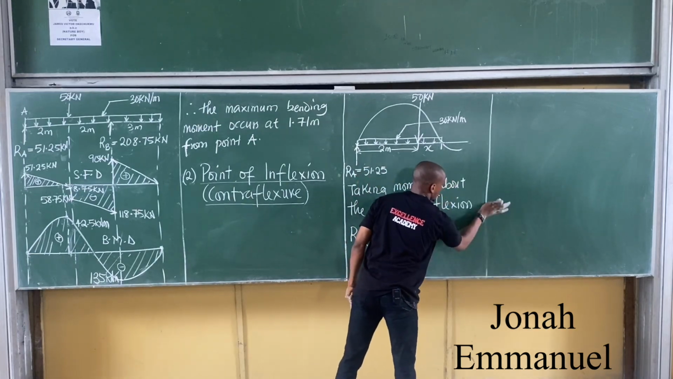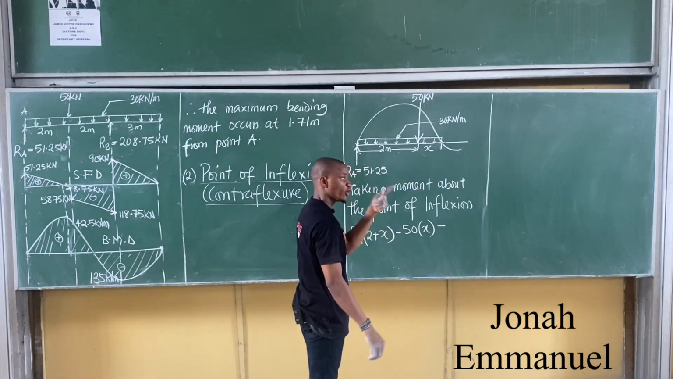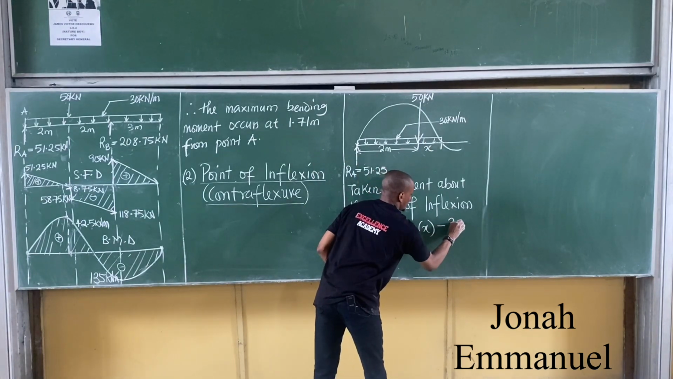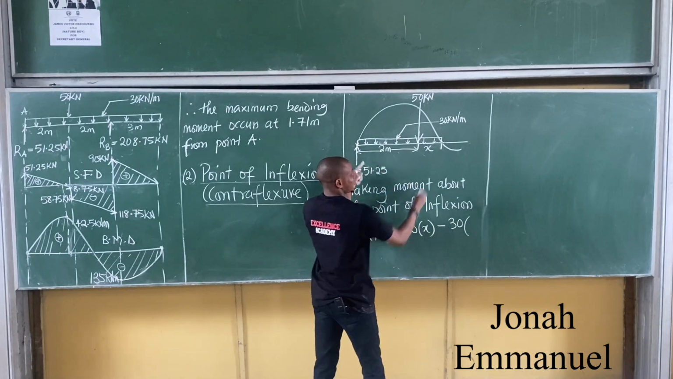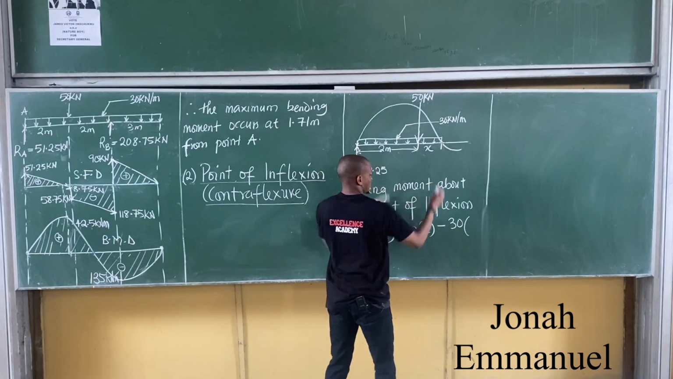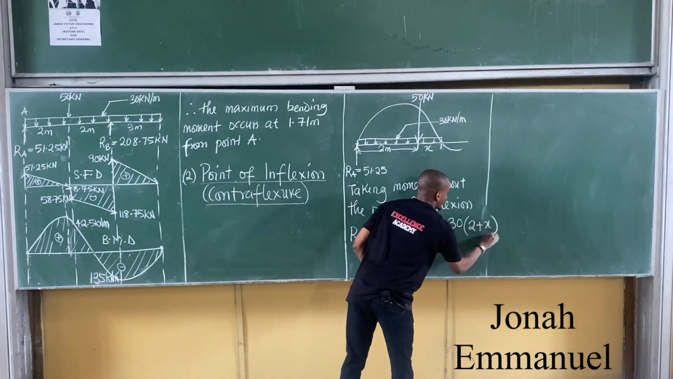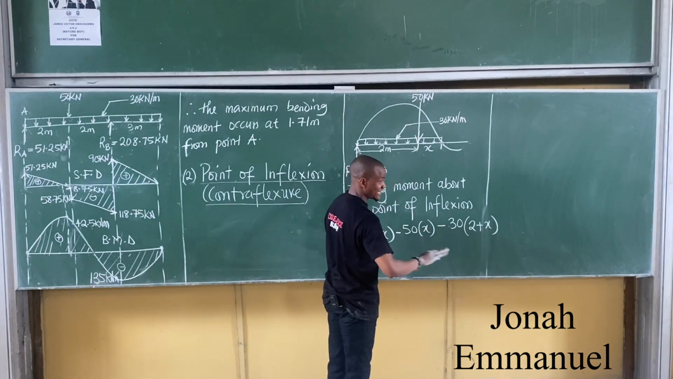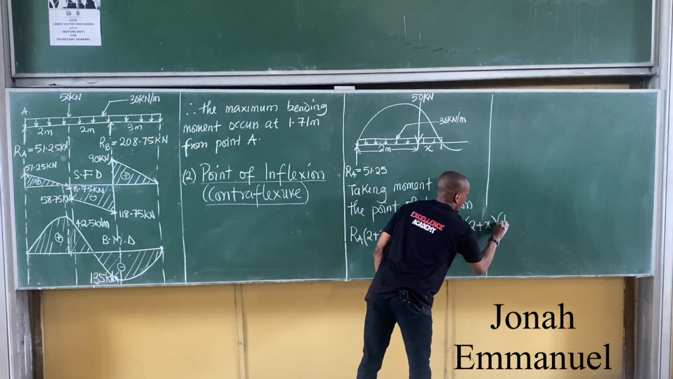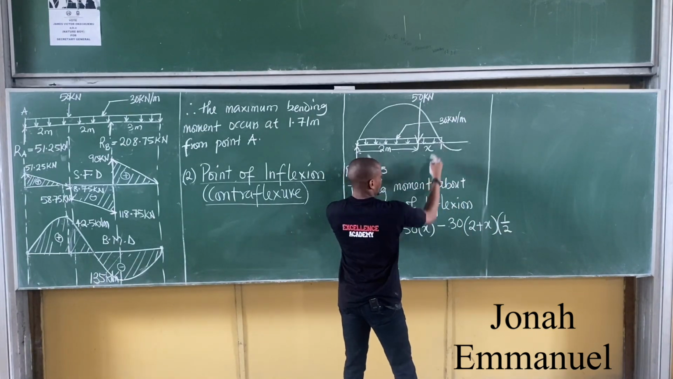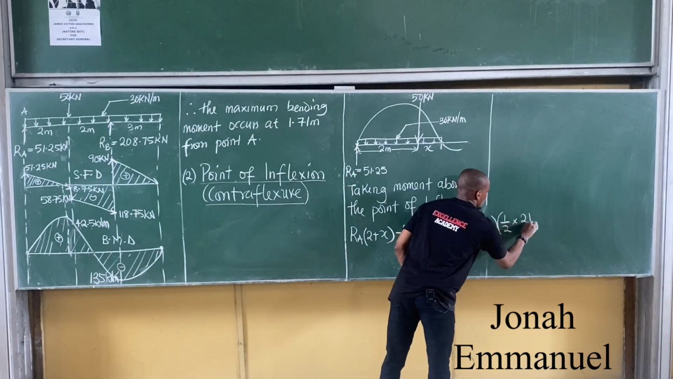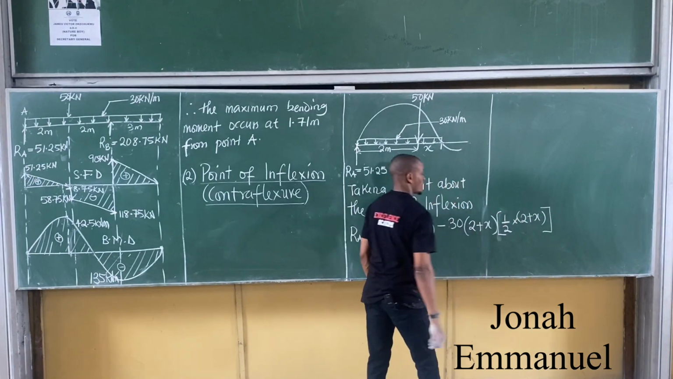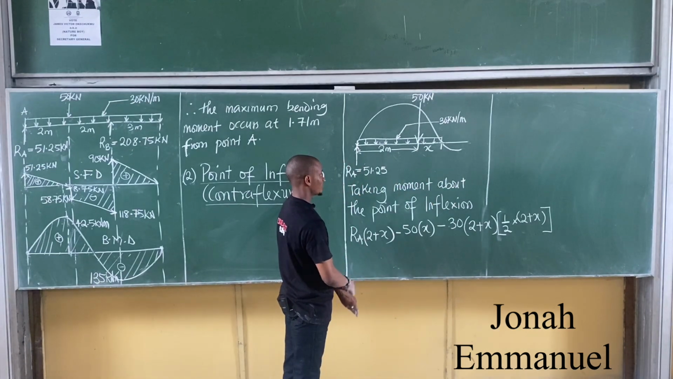Your first task is to convert the UDL to a point load. What do you do now? Multiply UDL 30 times the UDL length, which is 2 plus x. This is now the force. The distance becomes half of the length, so half times 2 plus x. So I have this. Let me use this. So observe this thing, right?